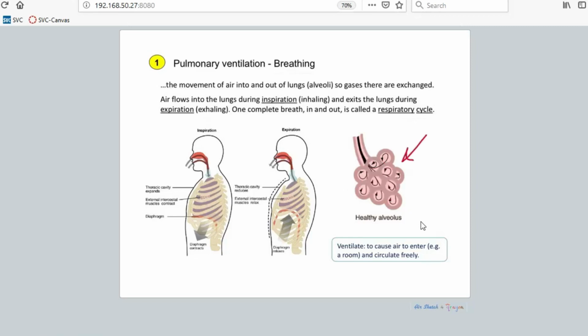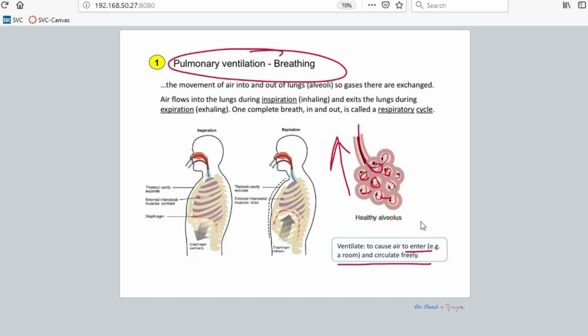These are dead ends here. Okay, there's no going any other place. And so the air comes down here during inspiration, it circulates around, and then it goes out during expiration. And this is called ventilation. Okay, the reason it's called pulmonary ventilation, ventilation means causing air to circulate freely. And so that air is moving down into the alveoli during inspiration, and it circulates freely in the alveoli, and then it moves out during expiration. And all of that is pulmonary ventilation, or breathing. Why are we doing it? So gases can be exchanged at the alveoli.